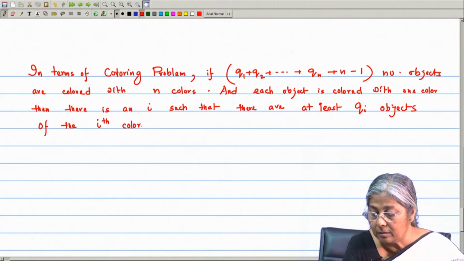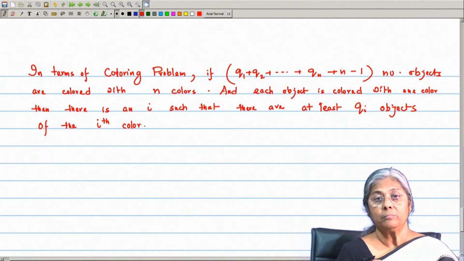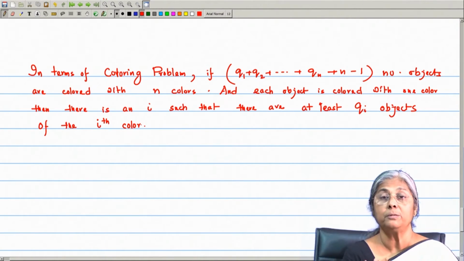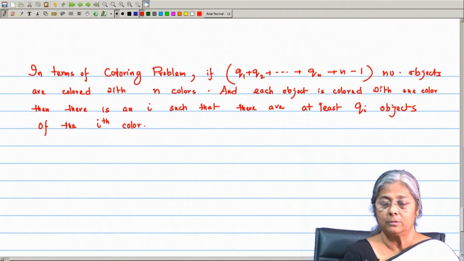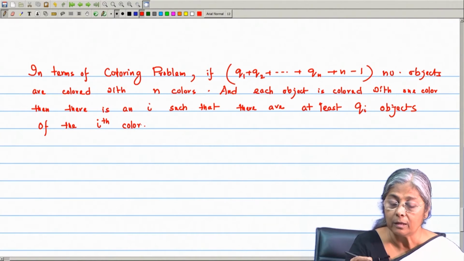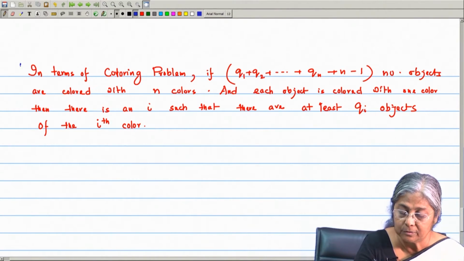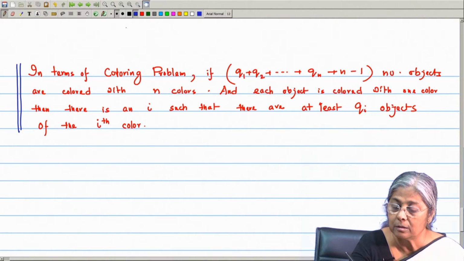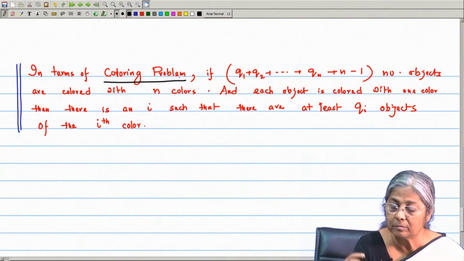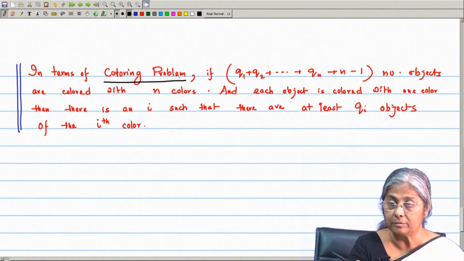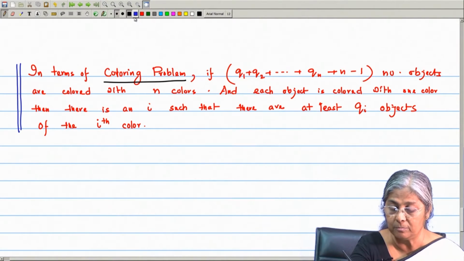So, in any coloring problem, when we have to find out the minimum number of colors required, we can apply our pigeonhole principle. Now, we see that this is our coloring problem. Now, we see what other forms we can write or state this generalized pigeonhole principle.